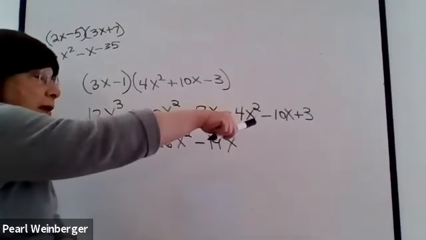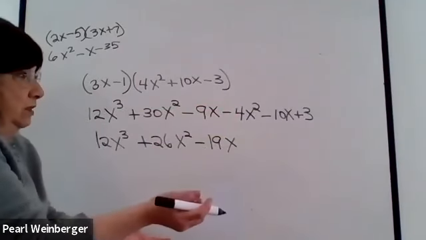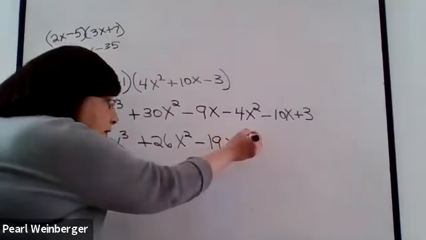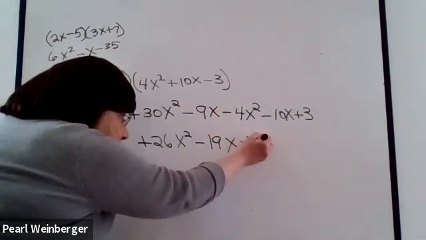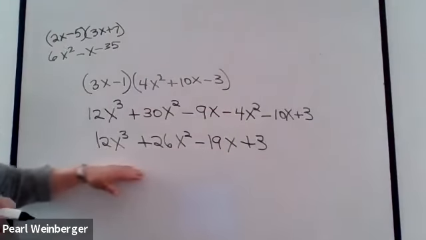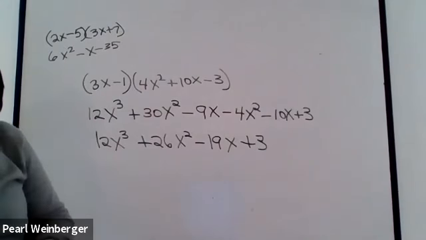And finally, there's that positive 3 that's just a standalone, what we call a constant. It doesn't have any x's with it. It's only one term. So here's my answer in the simplest form, everything combined.